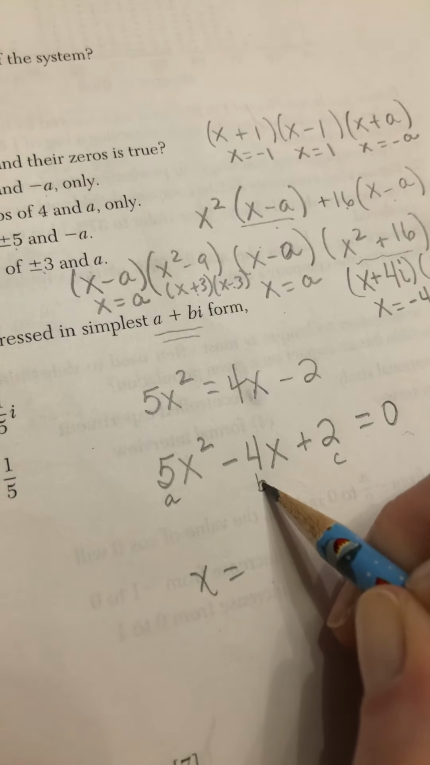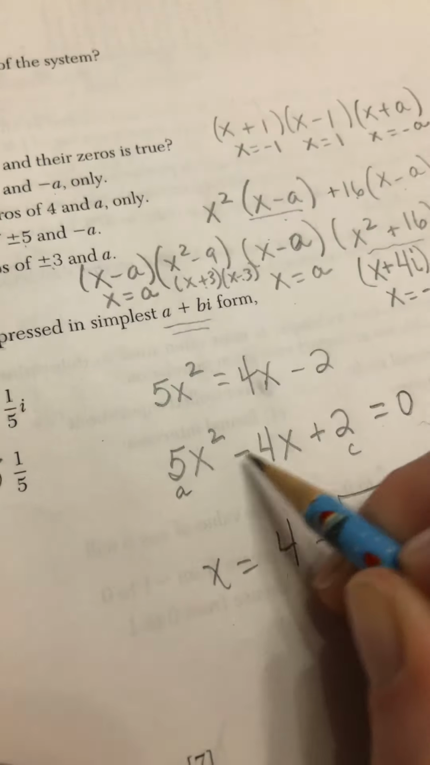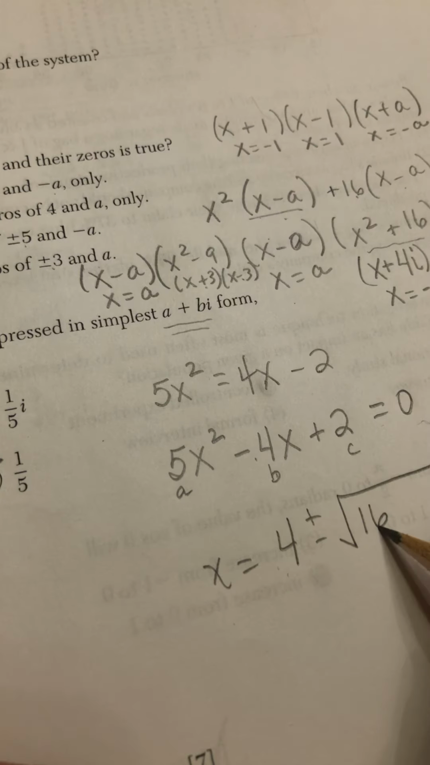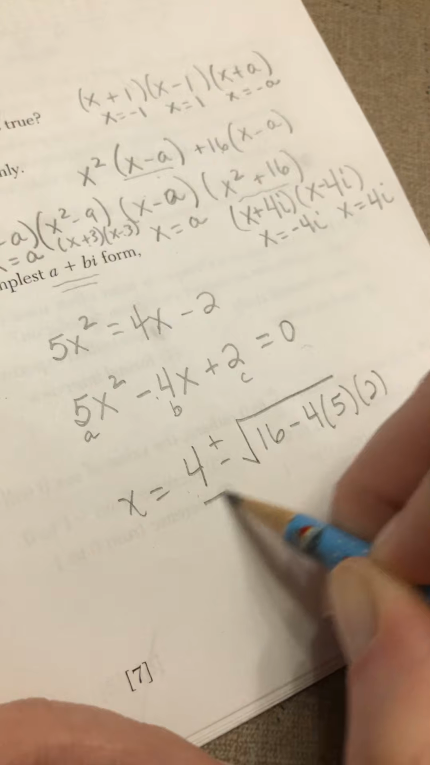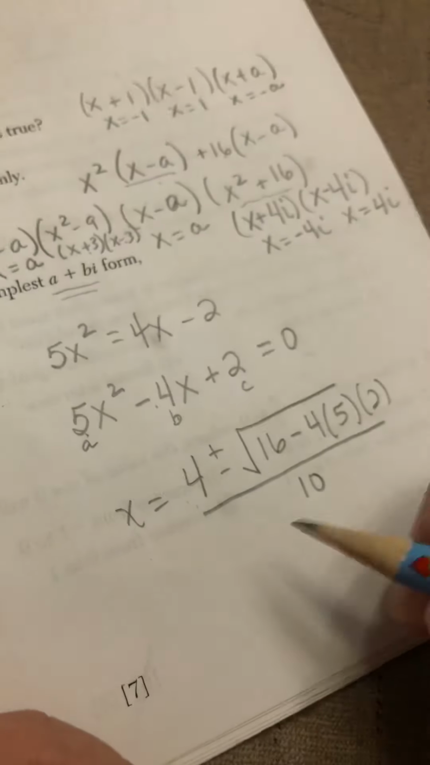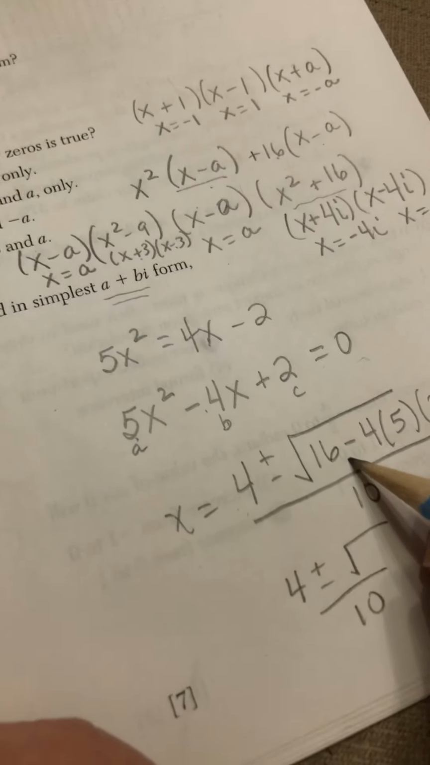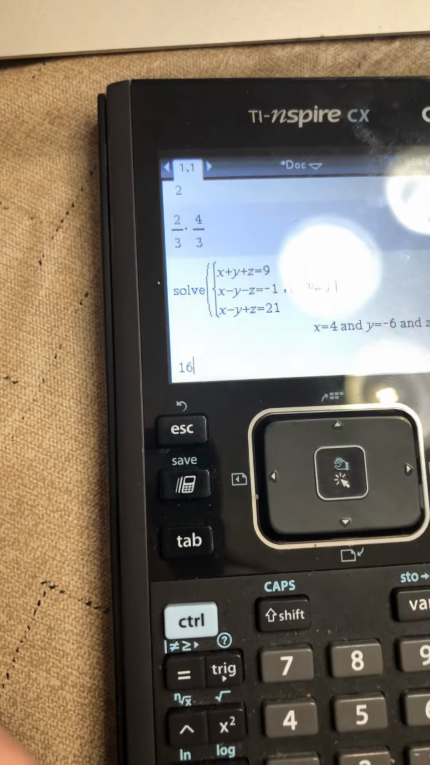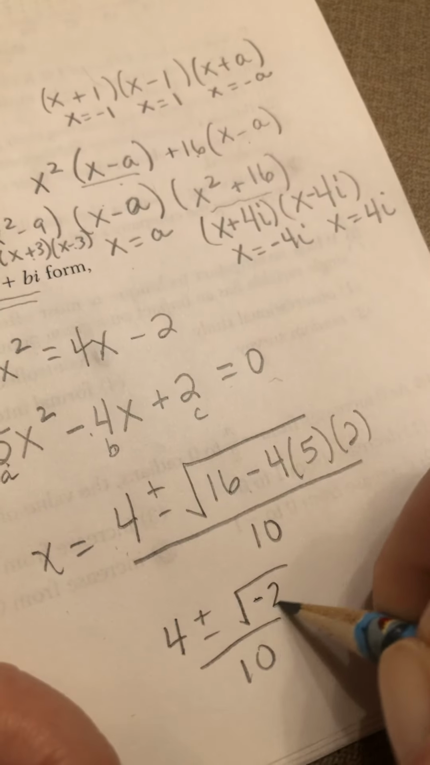X equals negative B plus or minus the square root B squared minus 4AC all over 2A. All right, here we go. I'm going to type that in. 16 minus 4 times 5 times 2. Negative 24. There's your imaginary, guys.